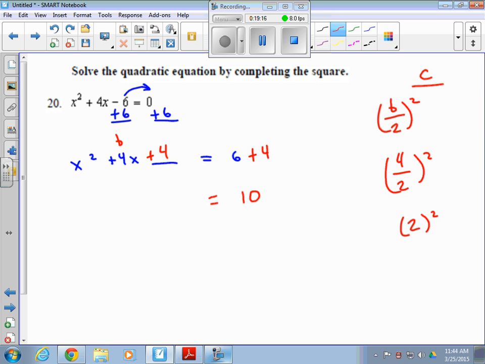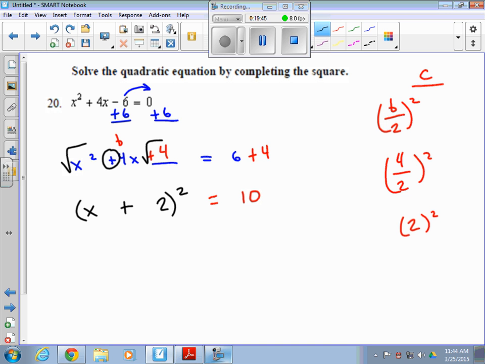Now what you want to do is take that perfect trinomial and take the square root of the first term. The square root of x squared is x. And take the square root of the C term. The square root of 4 is 2. The sign before B plus tells you what goes in between them. So x plus 2 in that whole binomial is squared. We are almost finished. X plus 2 squared equals 10.